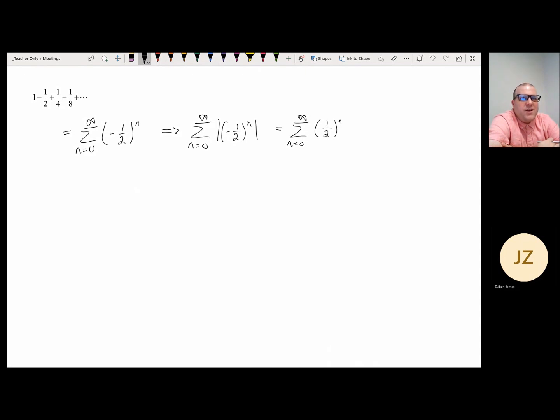If you take the absolute value of (-1/2) to the n, isn't that just (1/2) to the n, which is a convergent geometric series? So this does converge absolutely. And in fact, if a geometric series converges, it's going to converge absolutely. That is not difficult to prove.